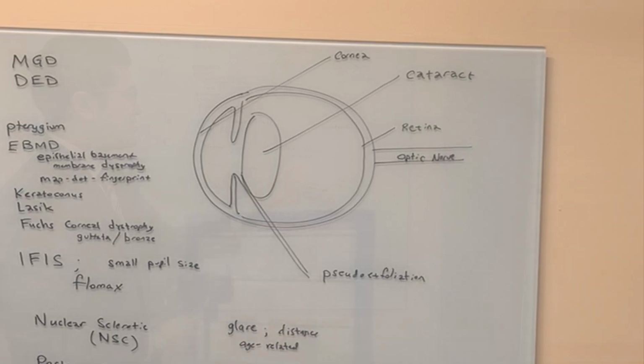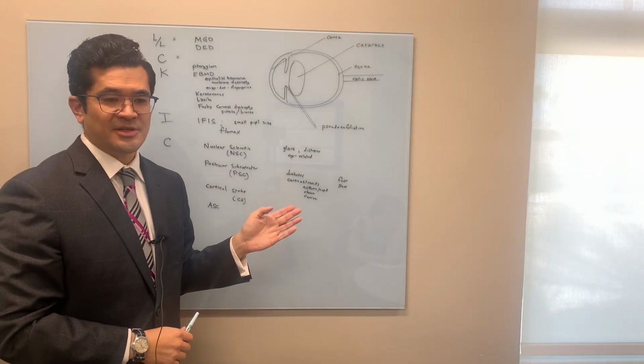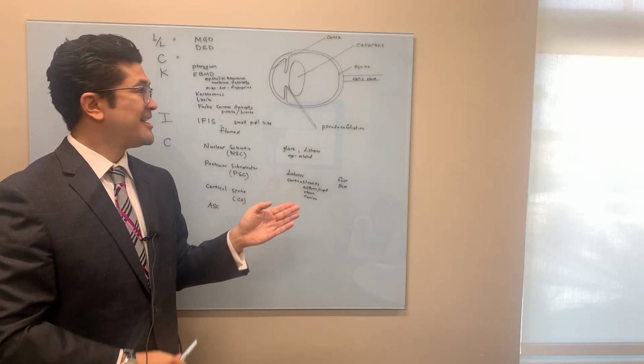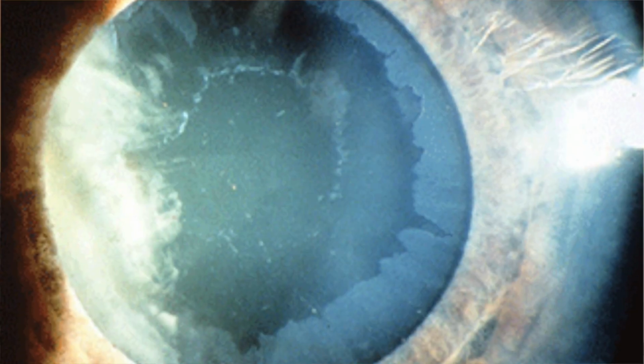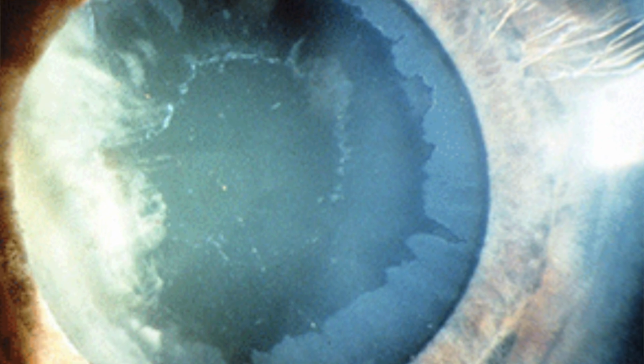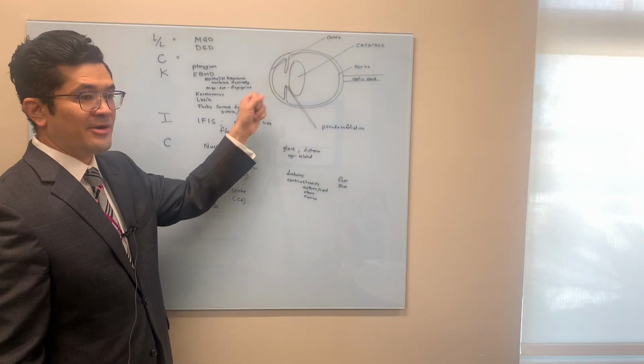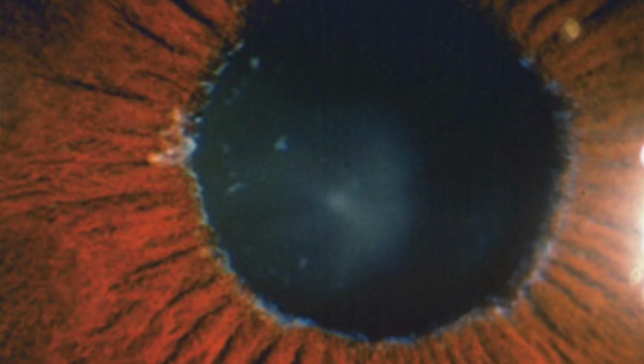So pseudoexfoliation, really good to look for that in your cataract evaluation. We're going to look on the anterior lens capsule for pseudoexfoliation debris. I'll try to put a picture here of that. And we also want to look at the pupillary border. Is there pseudoexfoliation debris there?